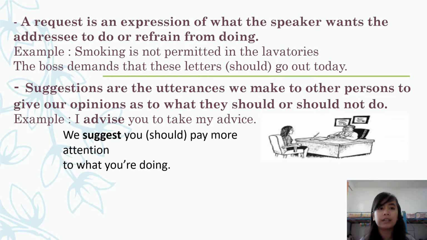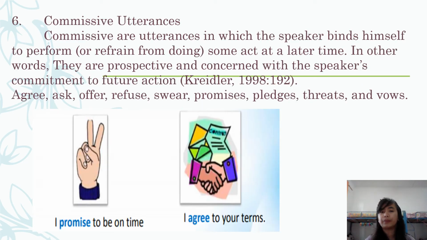And the third one, the last one, is suggestion, the utterances we make to another person to give our opinions as to what they should or should not do. For example, I advise you to take my advice. The second one, we suggest you should pay more attention to what you are doing.